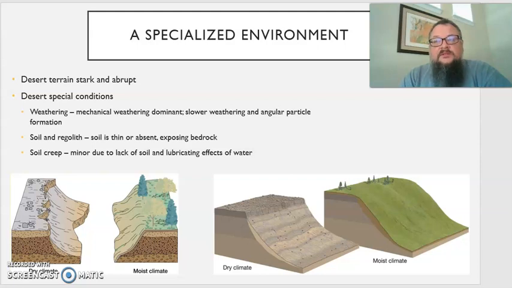And like I said before, it's not uncommon to see sharp edges on things. It's not uncommon to see 90-degree angles on rocks across the landscape in deserts. That's because in places where there is less precipitation, remember, part of the effect of water as a weathering agent is to wear down sharp edges.